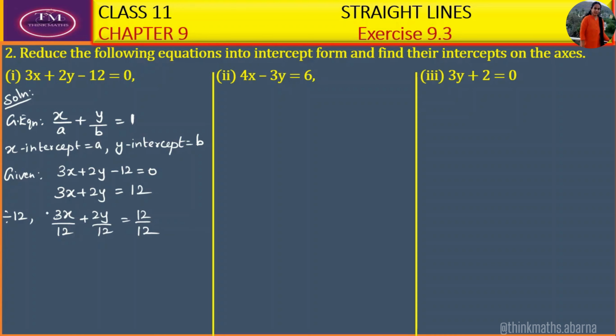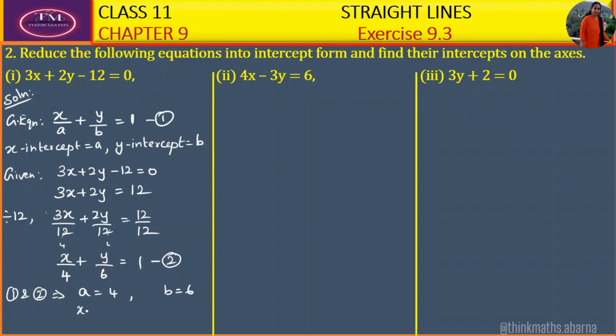So 3x by 12, one threes, four threes. So it is x by 4 plus one twos, and 6 twelves. So it is y by 6 equal to 1. Now if you compare this first equation, the general equation, and the given equation in changed format, you will get a is equal to 4 and b is equal to 6. So 1 and 2 say that a is equal to 4, b is equal to 6.